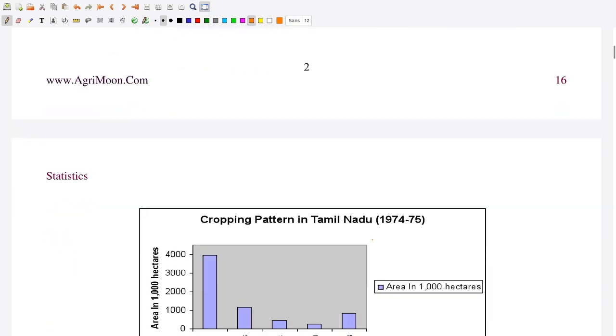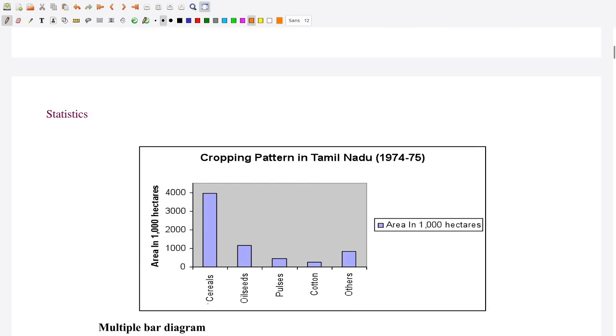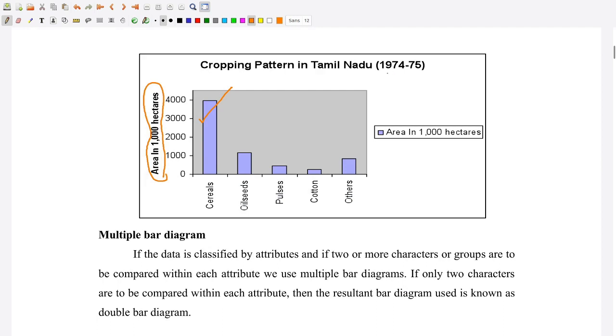So we can use the simple bar graph to represent this. Each bar represents each crop: cereal, oilseed, pulses, cotton and others. The area in hectares is represented on the vertical axis. By looking at this graph, one can very easily say that cereal has the maximum area in hectares, followed by oil seeds and some other crops in the year 1974 to 75 in Tamil Nadu. So this is very clear information that is depicted from this graph.